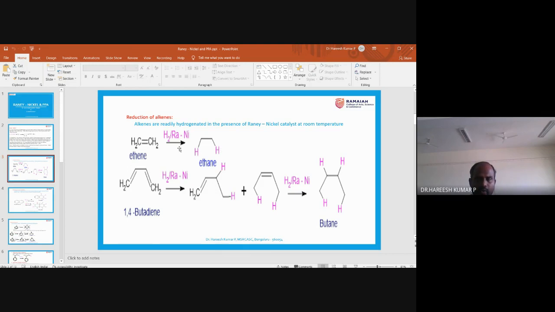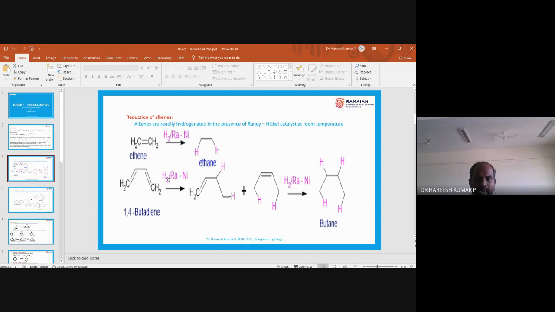So what is happening here? Hydrogen will add to the double bond. This is hydrogenation, catalytic hydrogenation. Here the catalyst is Ra-Ni nickel. So this is the one obtained. Suppose you take ethene, and the one obtained is ethane. If you take 1,4-butadiene, what will happen? Initially one of the double bonds can be reduced by the consumption of 1 mole of hydrogen.